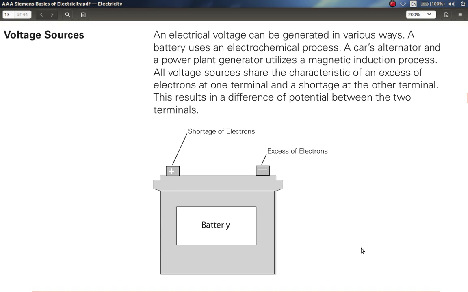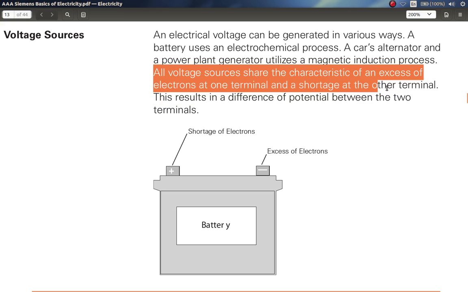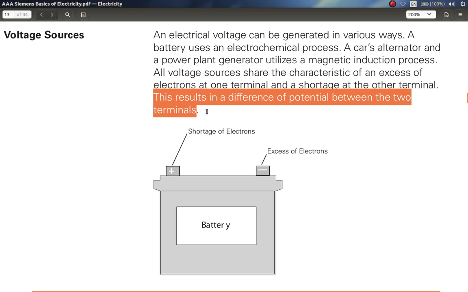Voltage sources. An electrical voltage can be generated in various ways. A battery uses an electrochemical process. A car's generator or alternator and a power plant generator utilize a magnetic induction process. All voltage sources share the characteristics of an excess of electrons at one terminal and a shortage at the other terminal. This results in a difference of potential between the two terminals.